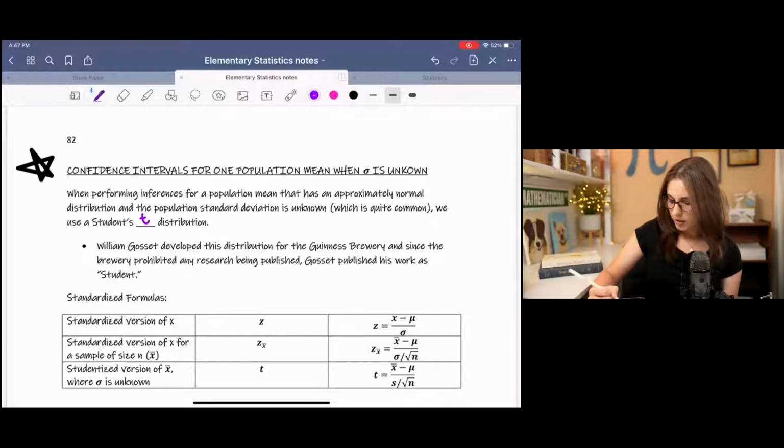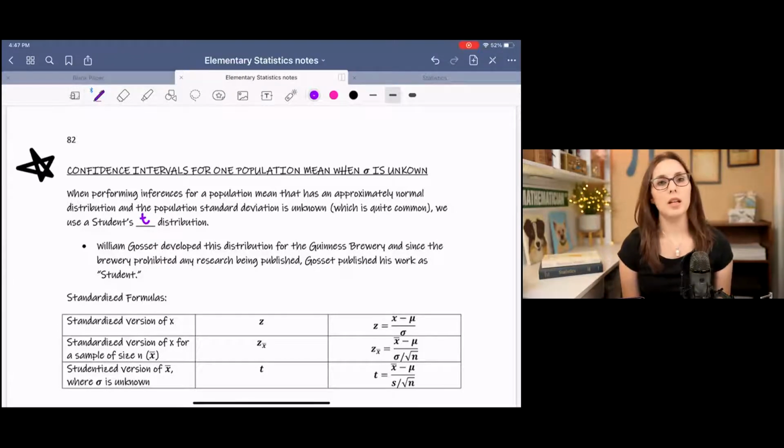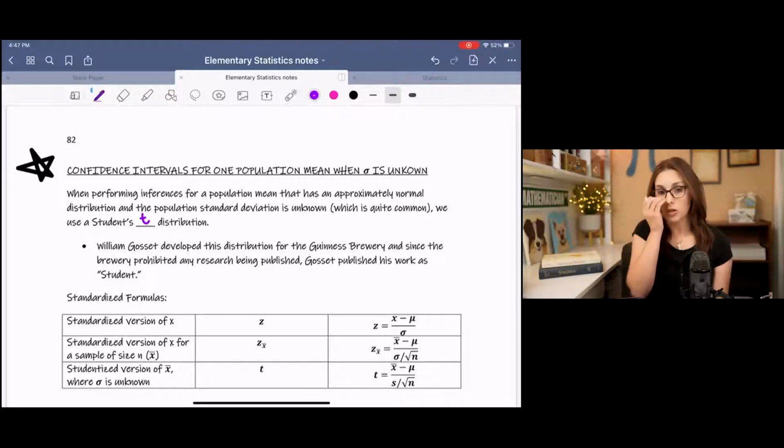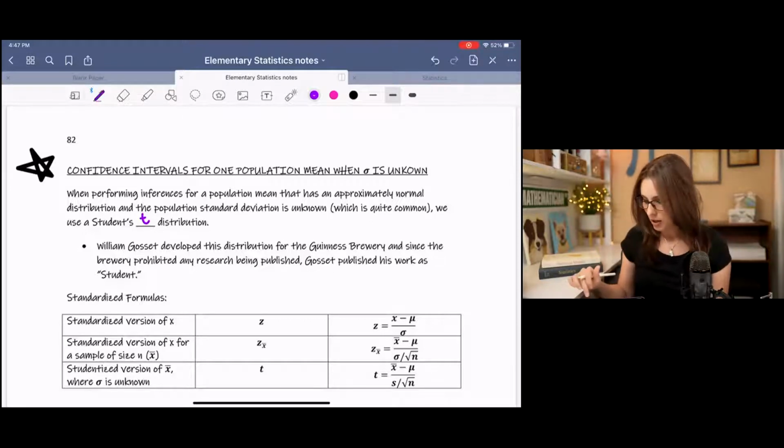And this was discovered by a person named William Gossett, and he worked for Guinness Brewery. He did some work that he wanted to publish anonymously. Actually, I think the company made him publish it anonymously. And so he published it as student. And it is the student's T distribution because of that. So that's kind of a famous story.